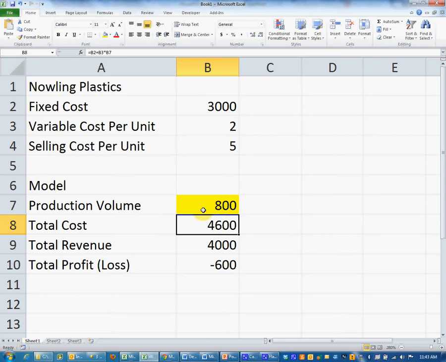Okay. Now we're going to do the break-even analysis. What was the equation for total profit? Revenue minus cost. Okay, so now we're actually going to use GoalSeek.